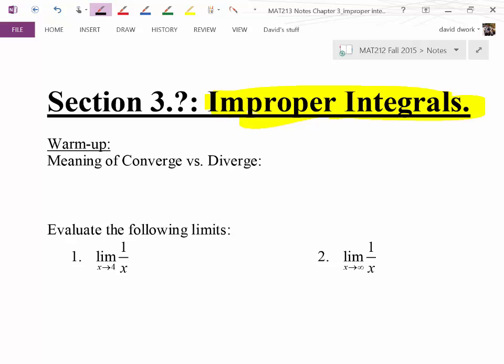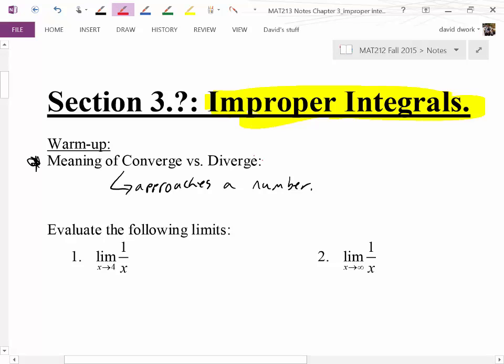Okay, so the first thing, really the only part to this lesson you don't already know, is just the meaning of the word converge versus diverge. And converge is a very simple concept. It just means that your limit approaches a number. So when I say approaches a number, what I mean is literally 4 or 10 or 1/2 or -1/3. Converge means to approach a number, where diverge means to approach infinity.